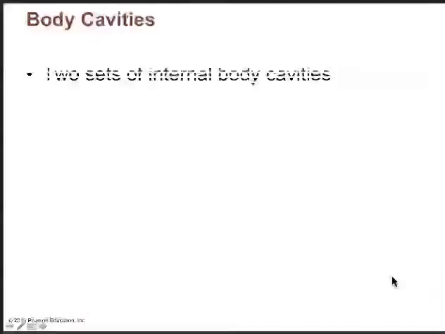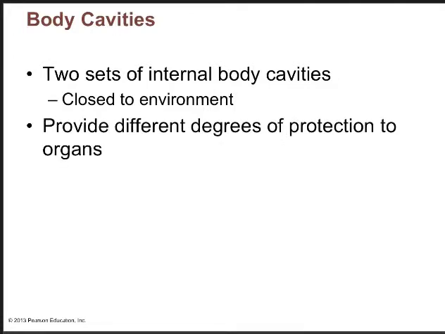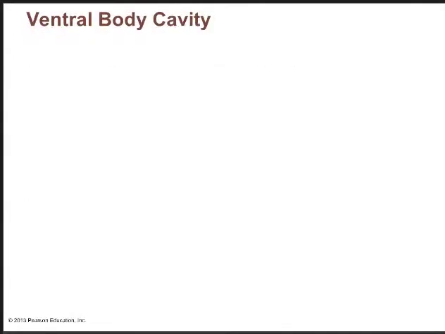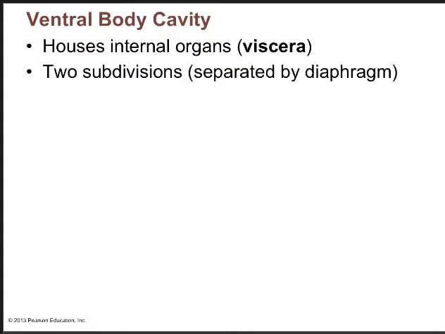Now there's also some body cavities that we need to become familiar with. There's two sets of internal body cavities that are closed to the environment, and they provide different degrees of protection to organs. There's the dorsal and ventral body cavity. The ventral body cavity houses the internal organs or viscera, and there's two subdivisions separated by the diaphragm. These are the thoracic and abdominal pelvic cavity.